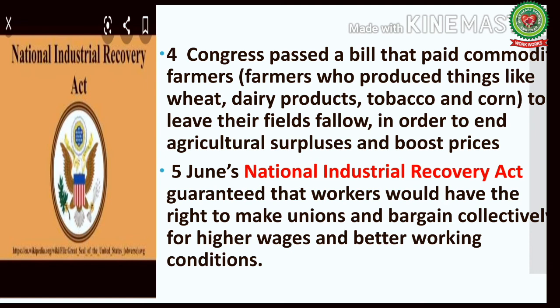Then next, in June, the National Industrial Recovery Act: the President guaranteed that workers would have the right to make unions and bargain collectively for higher wages and better working conditions. By passing this act, President Franklin D. Roosevelt guaranteed workers that they would have the right to make their unions and ask for more wages from the mill owners. They could also ask for better working conditions from the capitalists, and thus the social security of the labor class was secured.